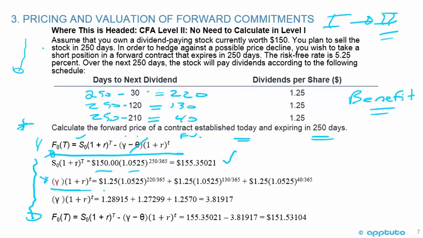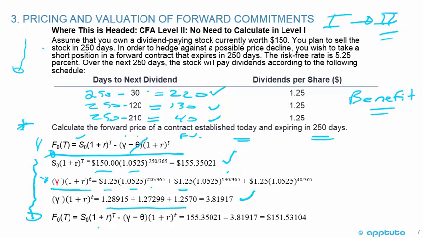So that's $1.25 times 1 plus the risk-free rate for the 220 days, because you're going to get that dividend, and you can invest it at the risk-free rate for 220 days. Then plus the $1.25 on the second dividend, invested at the risk-free rate for 130 days. And finally, the last dividend invested at the risk-free rate for 40 days, okay? So now we have the future value of the benefits.